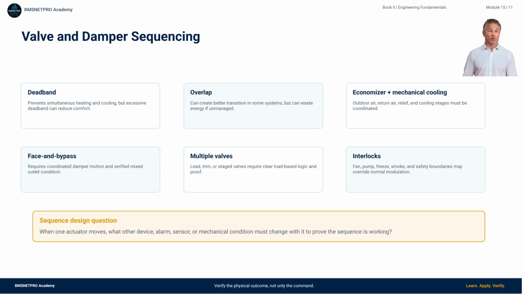Sequencing requires more than ordering outputs on a screen. Heating and cooling valves need deadband or another coordinated strategy. Outdoor, return and relief dampers must work together. Economizer and mechanical cooling must transition without creating comfort, humidity, or pressure problems. Face and bypass dampers require proof of the delivered outlet condition. Multiple valves need clear load-based logic. The question is always, when one device moves, what else should change to prove the sequence is doing the intended work?